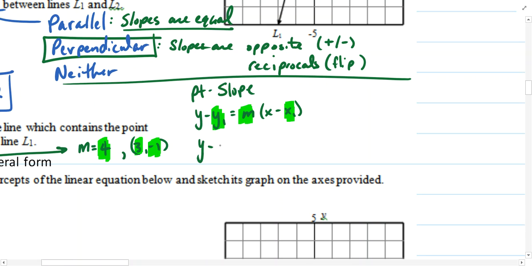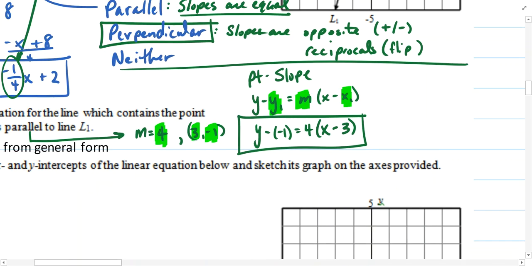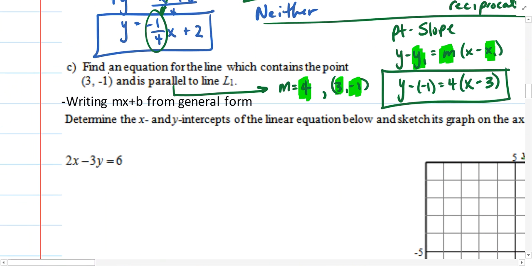So y minus negative 1 equals 4 times x minus 3. Believe it or not, that is an equation for this line. And the instructions here were fairly vague. It said find an equation. Well, we've done that now. This is good.